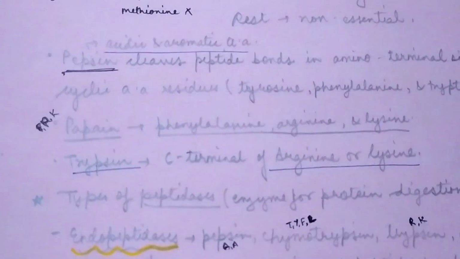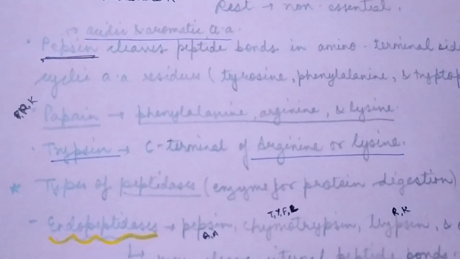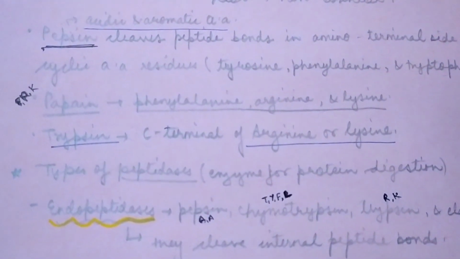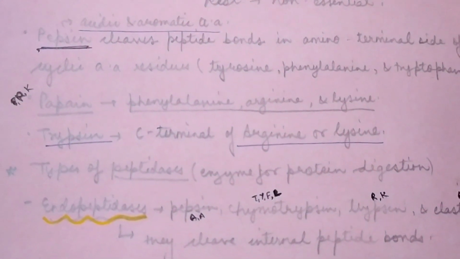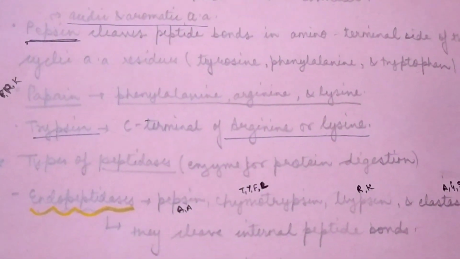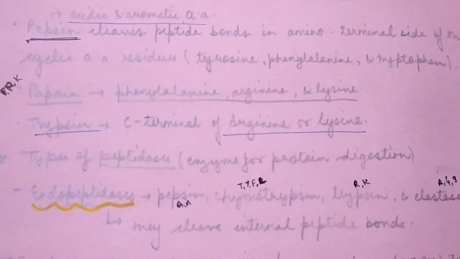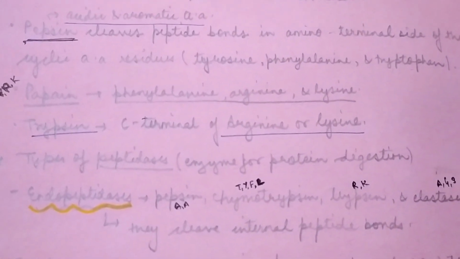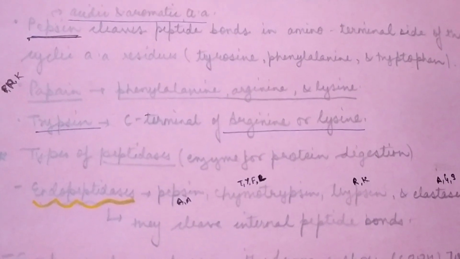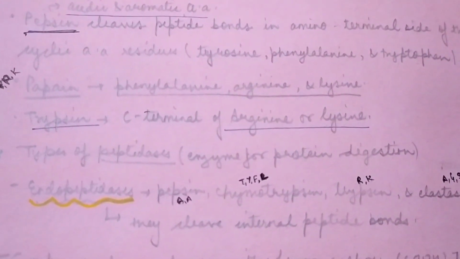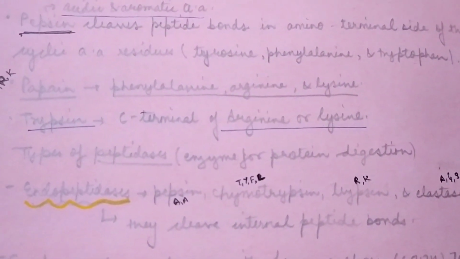So pepsin cleaves at acidic or aromatic amino acids. Pepsin cleaves peptide bonds on the amino terminal side of the cyclic amino acid residues. Cyclic amino acid residues are the same as aromatic, that's what they mean: tyrosine, phenylalanine, tryptophan. Papain cleaves at phenylalanine, arginine, and lysine.